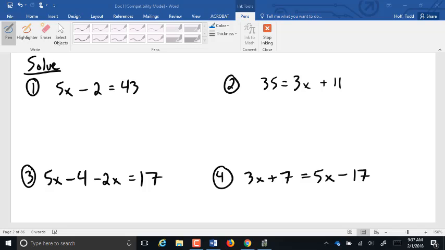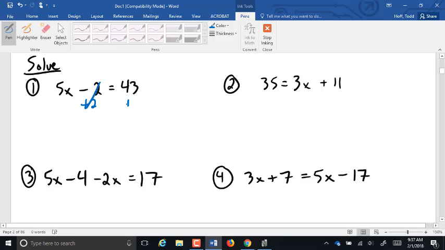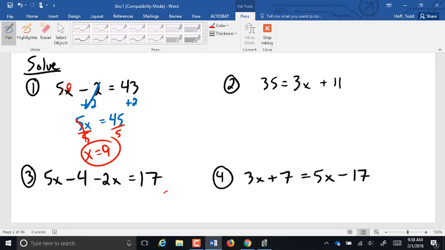Okay, so for the first one here, remember we look at how the equation was put together and then we take it apart. For number 1, what's the first thing to do to take that apart? We add 2. Then we have to make sure we add 2 to the other side. So we get 5x equals 45. And then divide by 5. Perfect. X equals 9. And we could go back and put 9 in for x, and we'd see that it does work out. Gives us the same value on each side.